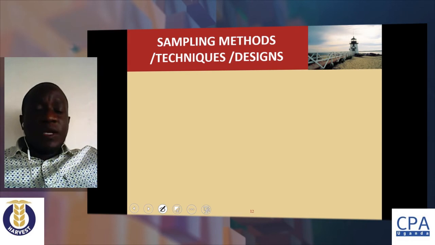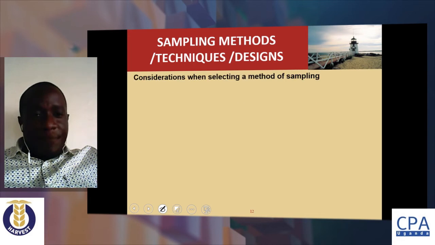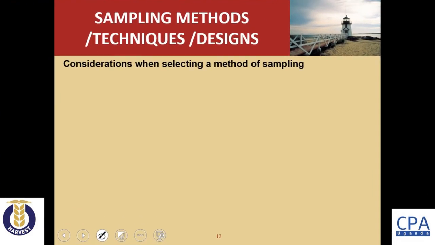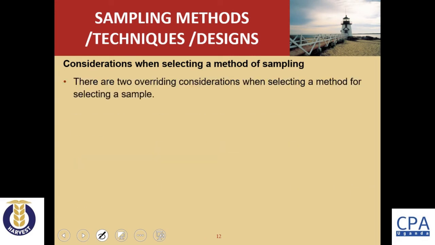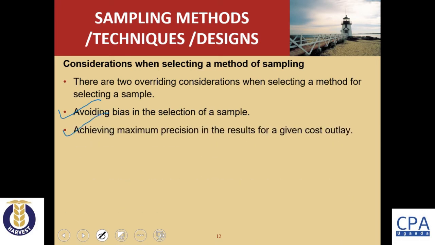So what are some of the sampling methods, techniques, or designs? Here we are saying, one, before you select a method or technique or design, there are some considerations that you need to make. Two of them: one, avoidance of bias in selecting the sample, and then achievement of maximum precision in the results for a given cost outlay.